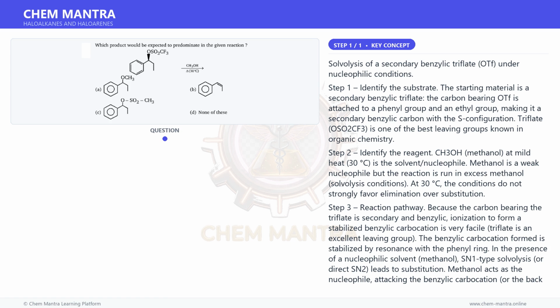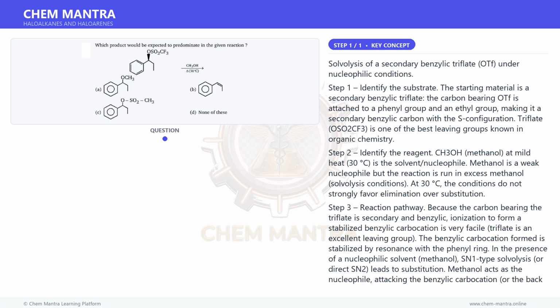Step 4. Why substitution predominates over elimination at 30 degrees Celsius. Elimination, E1 or E2, is favored by strong bases and/or high temperatures. Methanol at only 30 degrees Celsius is a weak base. The mild temperature and nucleophilic solvent favor substitution, SN1 solvolysis, rather than elimination to give a styrene derivative, option B.